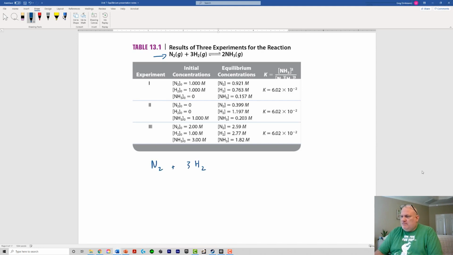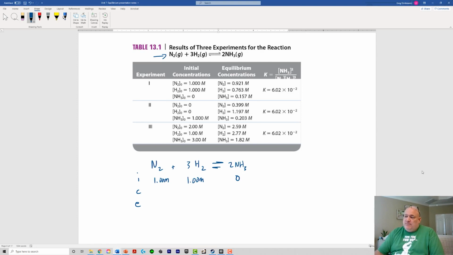So this would be my reaction up top here, and I'm writing it with the cool arrows, 2NH3. These are all gases, which is actually kind of important. And I'm going to write I, C, and E here. That's initial, change, and equilibrium. Initially here, don't I have 1.00 molar N2 and 1.00 molar H2, and I have 0 of my NH3.